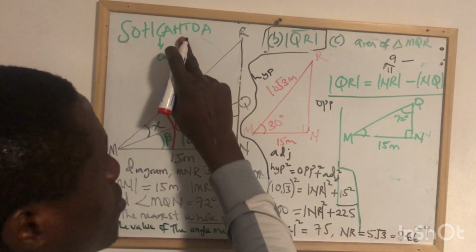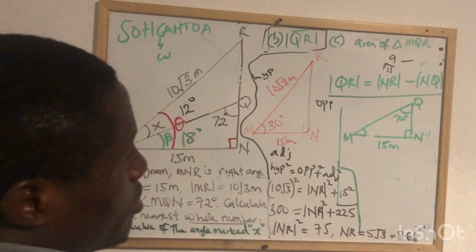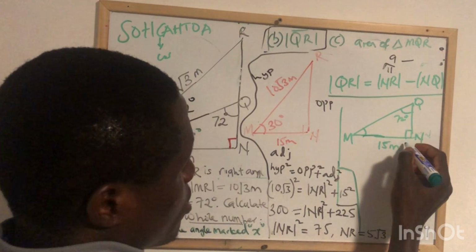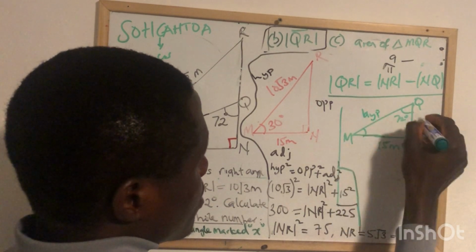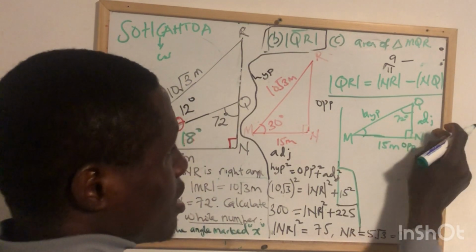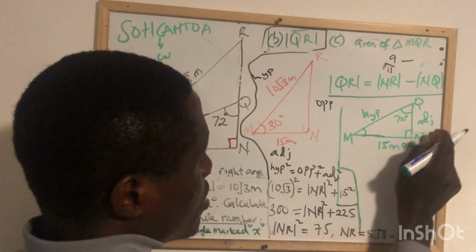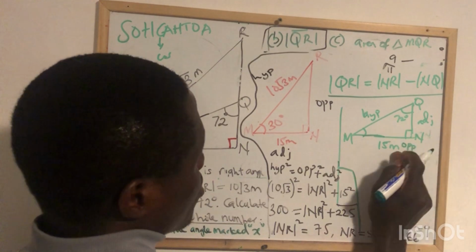Don't forget this is SOHCAHTOA here. If I'm using SOHCAHTOA now, this is going to be my angle in consideration. This is going to be my opposite, this is going to be my hypotenuse, and this is going to be my adjacent. But the area of concentration is the NQ, so this is adjacent and then opposite. I'm given opposite and I'm looking for adjacent, so you relate adjacent and opposite together.